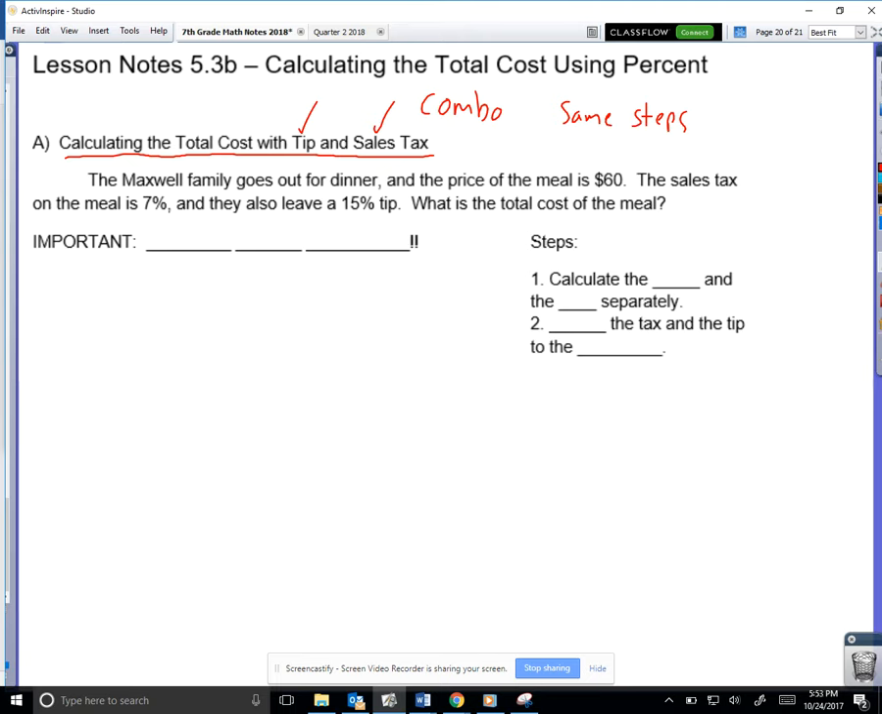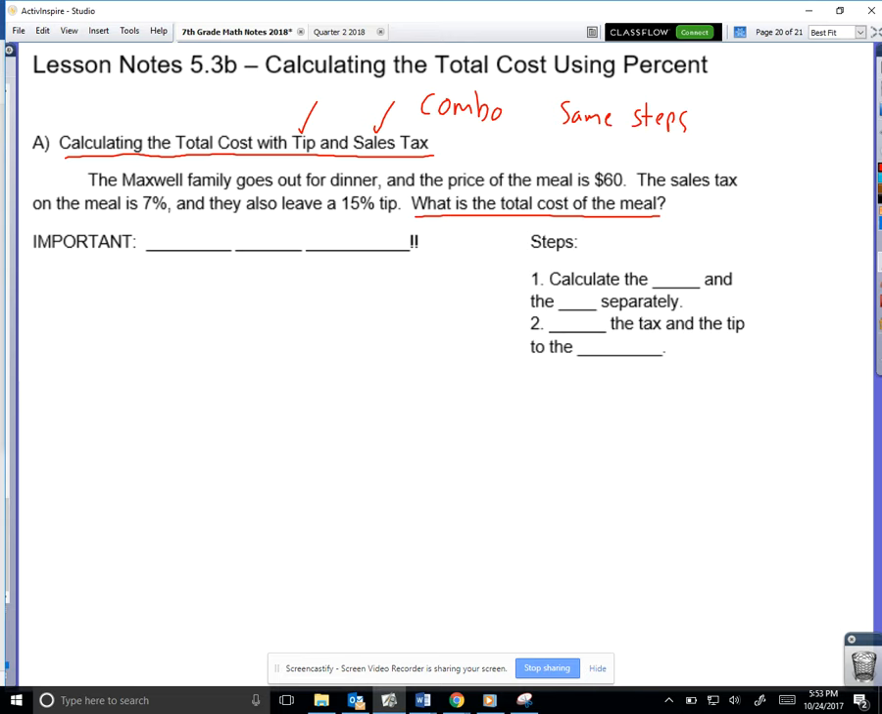All right, so let's take a look at this problem, and then we'll talk about how we're going to go about solving it. The Maxwell family goes out for dinner, and the price of the meal is $60. The sales tax on the meal is 7%. And they also leave a 15% tip. So we got two things, tax and tip. What is the total cost of the meal? We're going to apply the tax, apply the tip, and figure out what the total cost of the meal is.